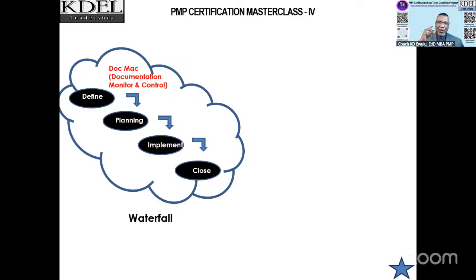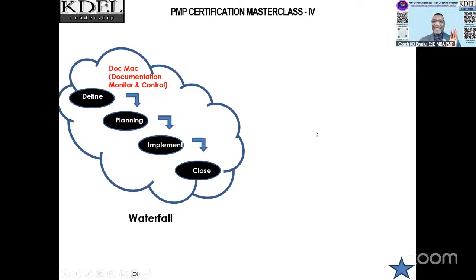Bear in mind that the documentation and monitoring and control happens throughout the project lifecycle, from definition all the way to closure. That's why you have that cloud there. The doc mark in red is actually one of the stages of project management because it envelops all the others. That's why they have that cloud enveloping them. There's define, there's plan, there's implement, there's close. Sometimes in the olden times, you put the doc mark between the implement and the close. So you're actually monitoring and controlling while implementation is going on.